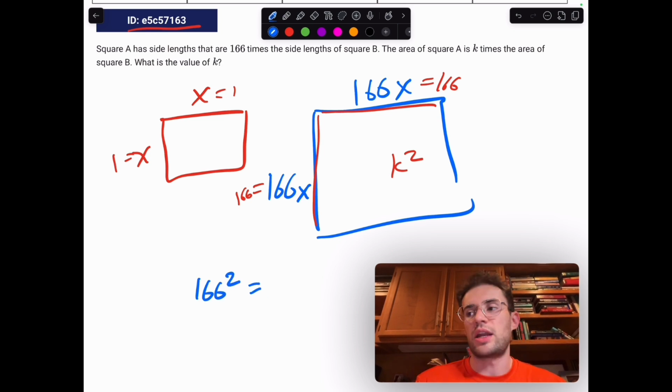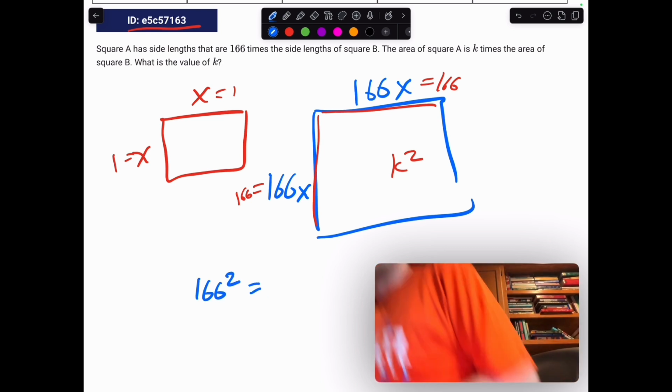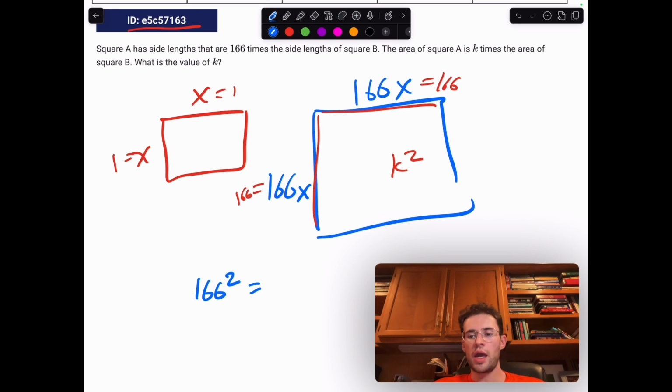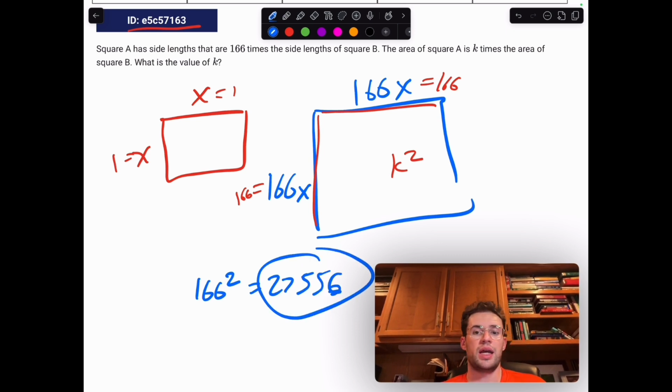And you can just type that into your calculator, which I'm going to go grab. So I've got it here. And I'll just type in 166 squared, which gives me 27,556. And I know that sounds like a huge number, but just think about it: it's getting 166 times longer and wider. Even if it went 100 times longer, 100 times wider, then that would be 100 times 100, just 10,000 times bigger. So it's got to be bigger than that.